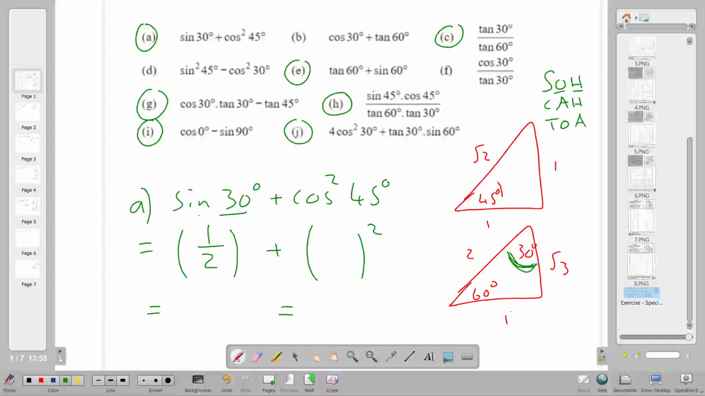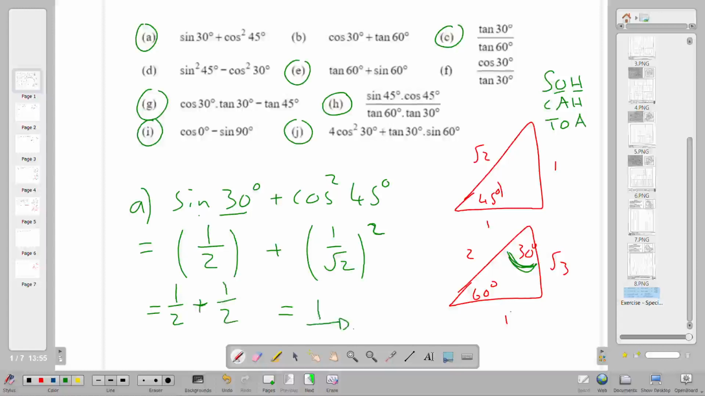Then cos squared 45, you put all of this to a square. Cos 45 is 1 over root 2, because cos is adjacent, which is 1, over hypotenuse, which is root 2. So it will be 1 over root 2. So I'll just rewrite this: 1 over 2 plus, what's the square root of 1 over root 2? Well, it becomes 1. And what's the square root of root 2? It stays 2. So half plus half is 1.